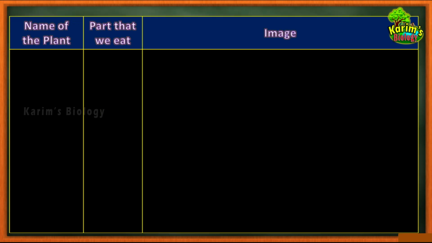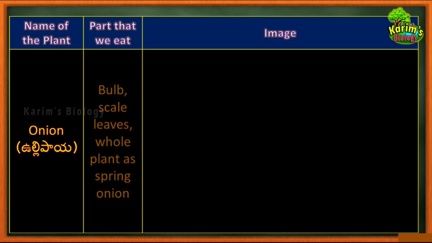Okay children, so the next one is onion. Okay, so this is very interesting to know about onion. So let me tell you in detail. So what is the part of the onion plant that we eat? Bulb, scale leaves, whole plant as spring onion. Okay, don't get confused. I will show you the pictures.